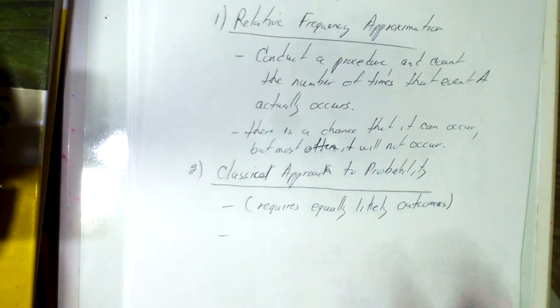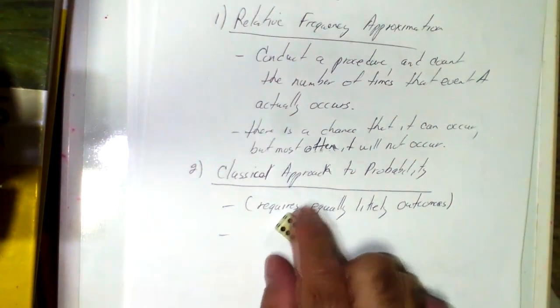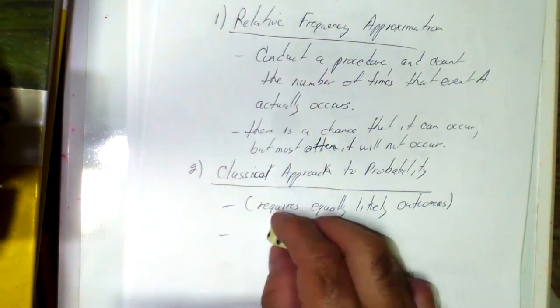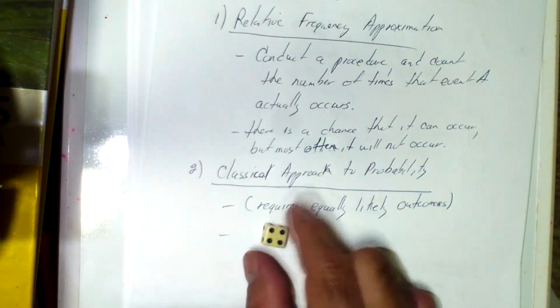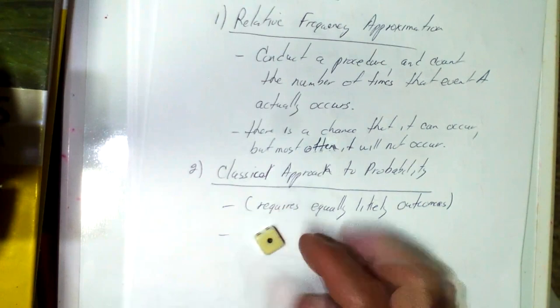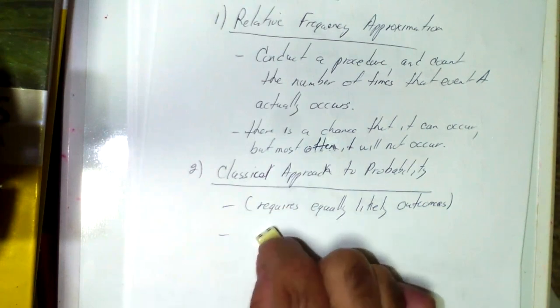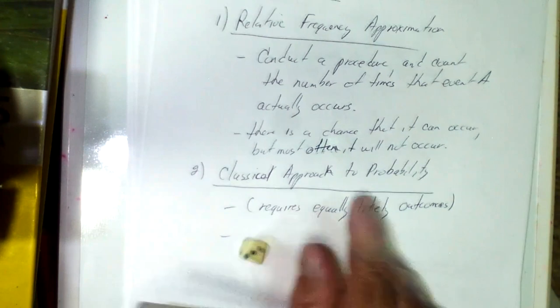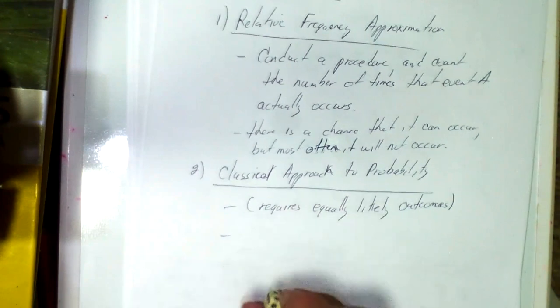Right, so like a die. A die has all of the sides that are the same. Someone told me in my other class, "Hey, wait a minute, sir, they're not all the same. Doesn't the holes on the sides impact the way it lands?" No, it does not.